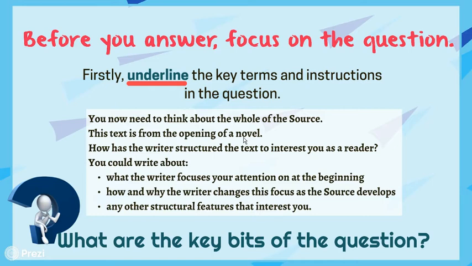The example will then give you 3 bullet points, and do take note of these bullet points because they are designed to steer you in the right direction. So you could write about what the writer focuses your attention on at the beginning, how and why the writer changes this focus as the source develops, any other structural features that interest you. So as we've done before, just pause the video now and underline for yourselves the key bits of this question, the bits that you think are giving you the most hints and tips.